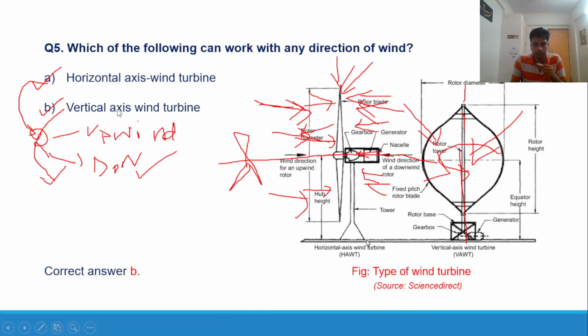If we look at the vertical axis wind turbine, the classifications are basically Darrieus, Savonius, and Giromill or something. Three types of classification. You can learn them from the slides. And which of these two do you think has better operation, better power production?